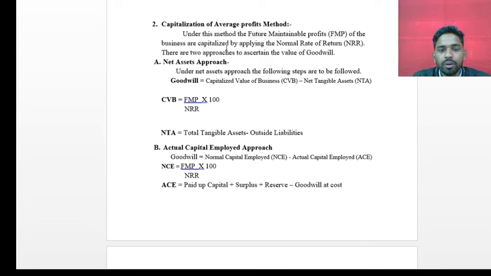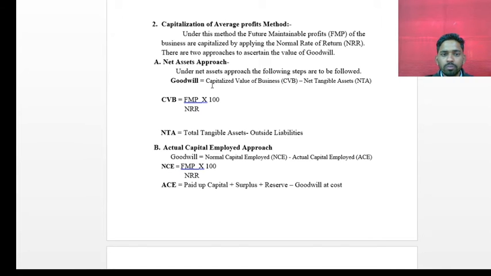Now see what's the formula for the net assets approach. With the help of this net assets approach, how to calculate the goodwill? Under the net assets approach the following steps are to be followed. If we have to ascertain the goodwill under this approach, goodwill is equal to capitalized value of business minus net tangible assets. CVB means capitalized value of business, and NTA means net tangible assets.